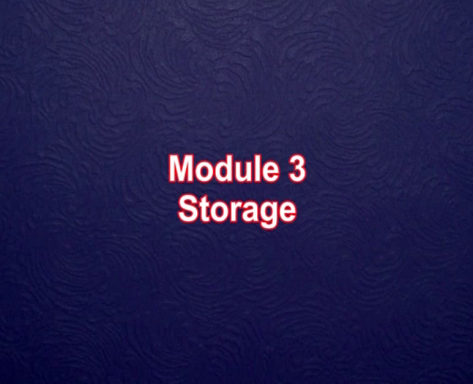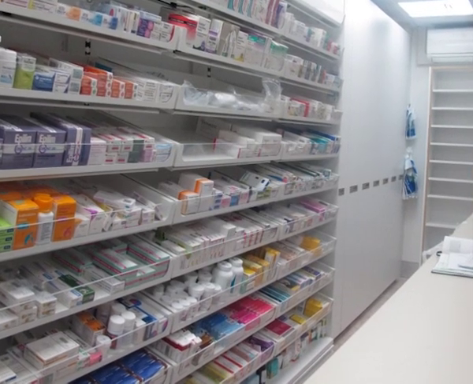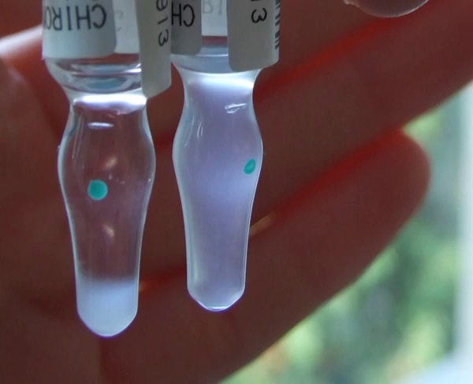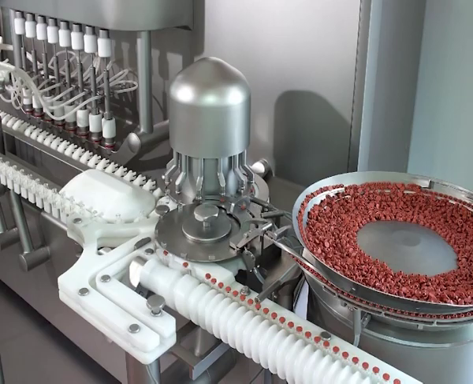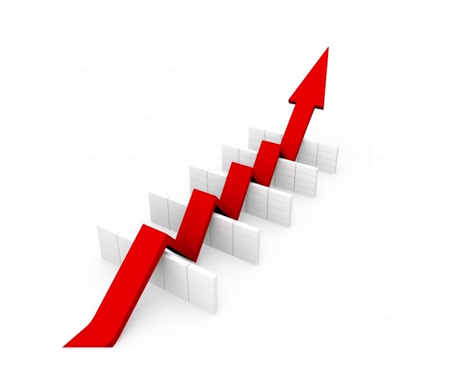Now coming to module 3. Storage. Storage becomes necessary under two conditions: when production is seasonal but consumption is perennial, and also when production is continuous but consumption is seasonal. In other words, storage involves holding and preserving of the goods between the time of their production and the time of their use. It facilitates steady flow of commodities to market throughout the year.